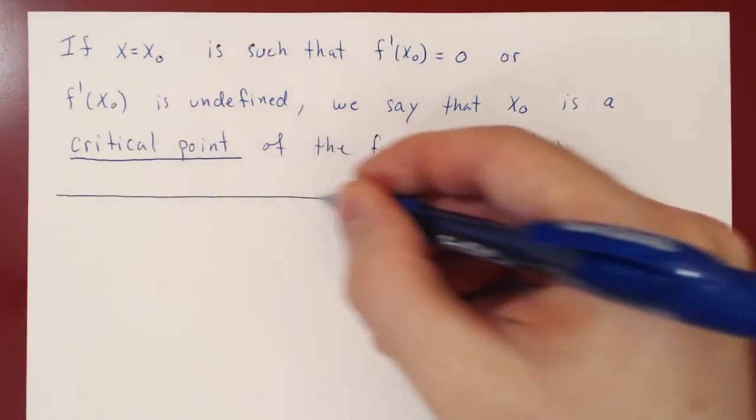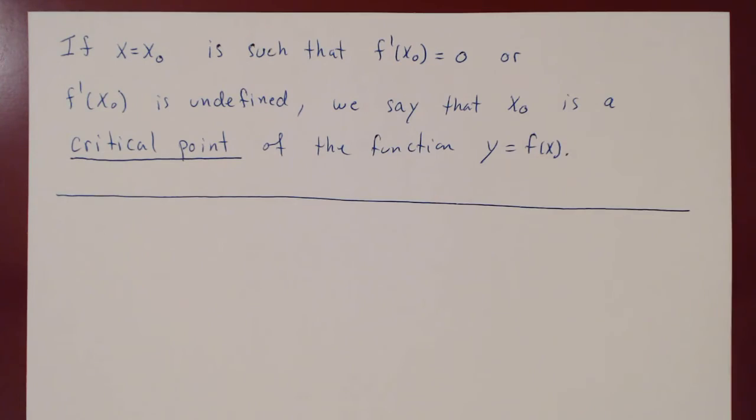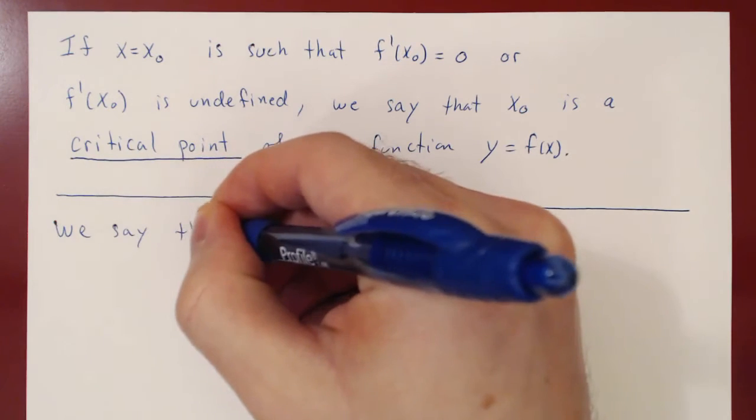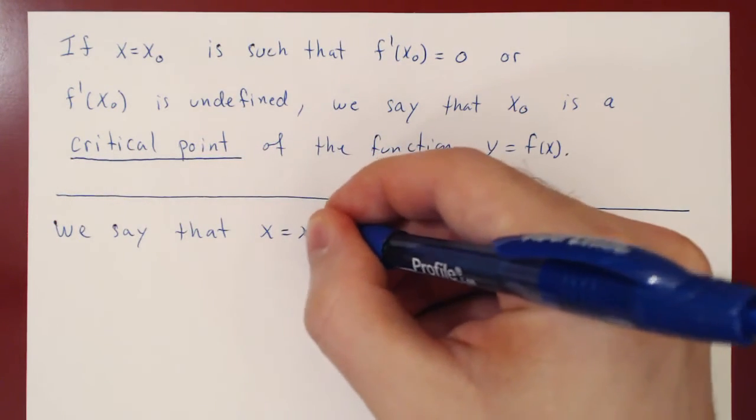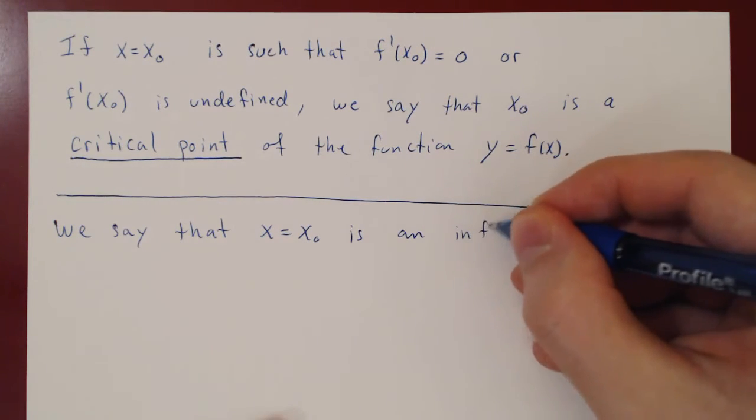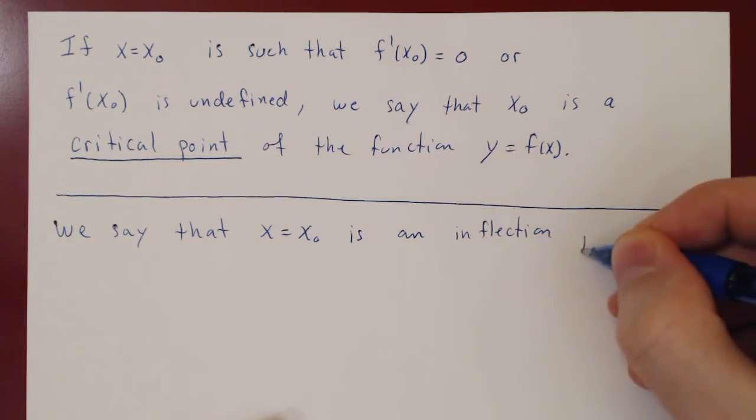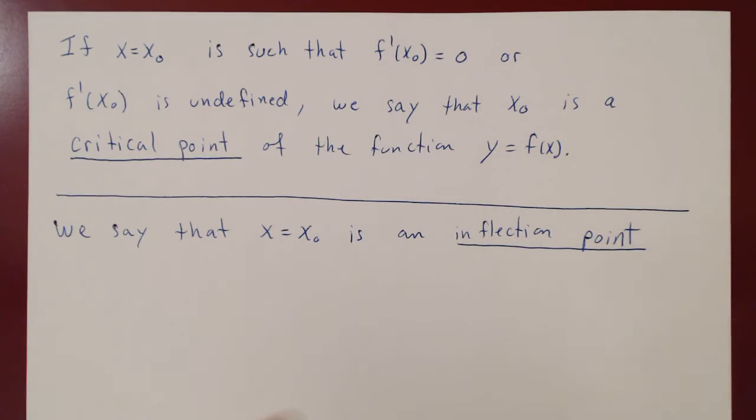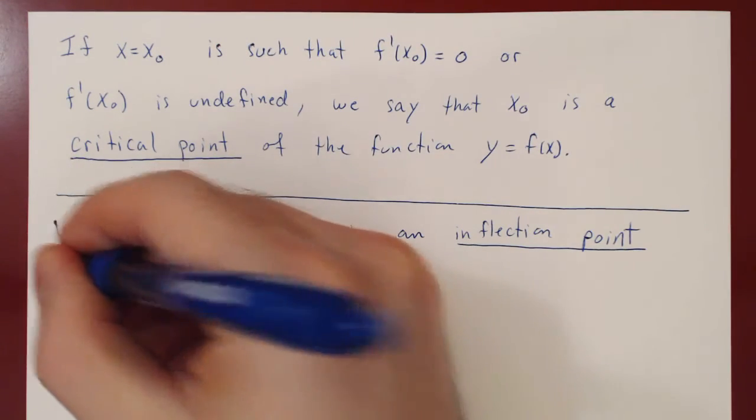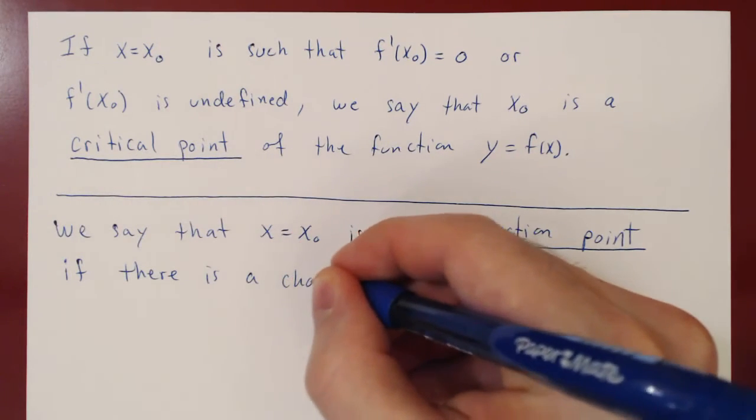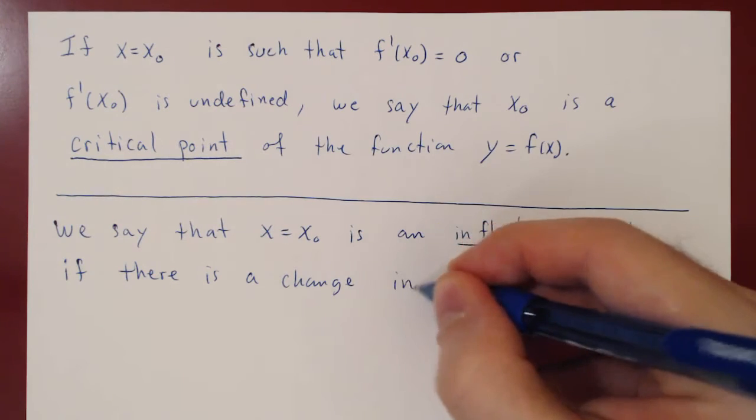So we will call those inflection points. So we say that x equals x0, a value of x, is an inflection point if at this point concavity changes. If there is a change in concavity at this point.